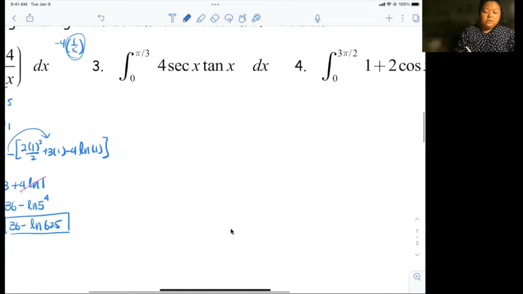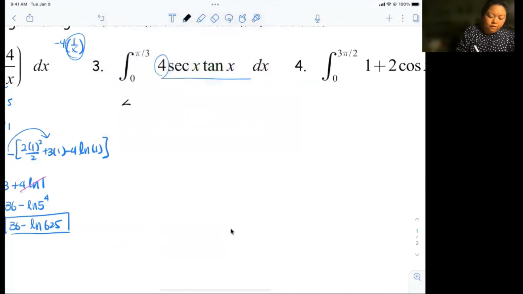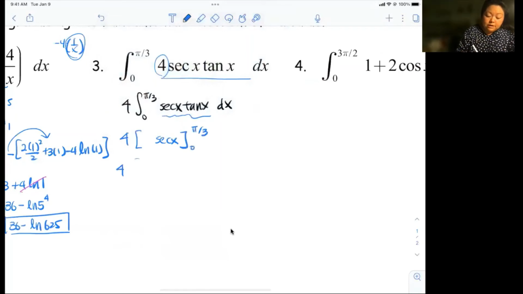Same thing, next one. We start off by looking at it as an antiderivative. So remember what I said about coefficients. You can put the coefficient outside. So if you want, you can go ahead and do it this way. You can look at it as 4 integral 0 to pi over 3 secant x tangent x dx. All right, that way you can take care of the 4 later. The 4 stays out here. And I know that antiderivative of secant tangent is secant x evaluated from 0 to pi over 3. So the 4 still stays out here, and now I can plug in secant of pi over 3 minus secant of 0. Right, I can work with those and then take care of the 4 outside.